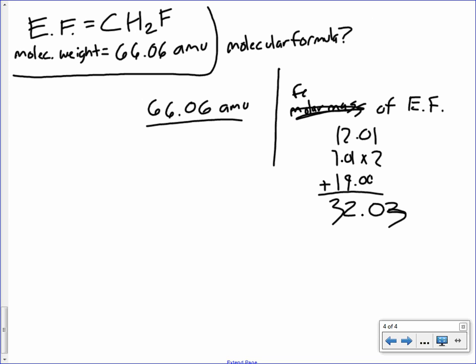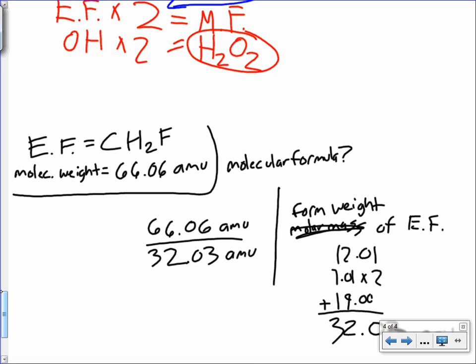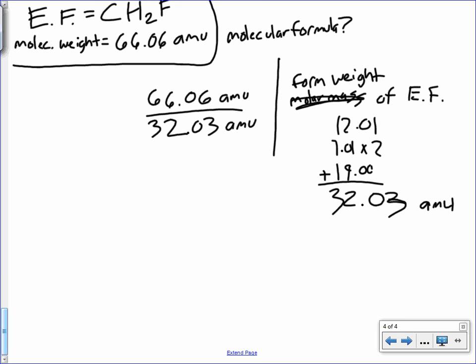Okay? And I said molar mass. We're going to do formula weight, just so we have AMU. Okay. So we're going to divide that here. 32.03 AMU. Okay. So put that in your calculator. 66.06 divided by 32.03. And you get 2.06. Something like that. Okay, so that's your ratio.